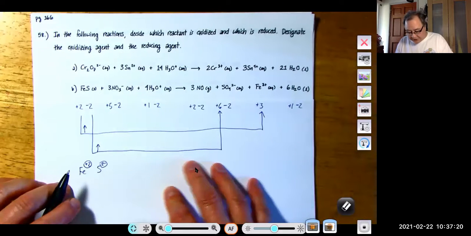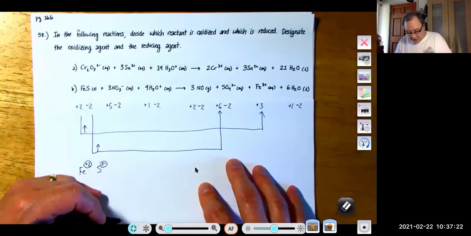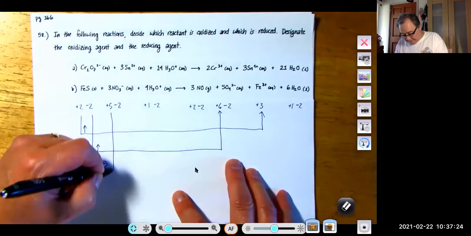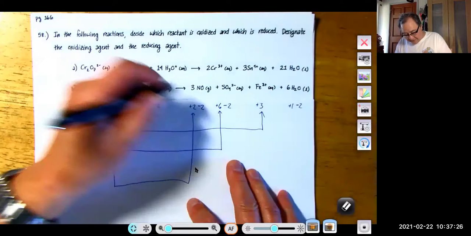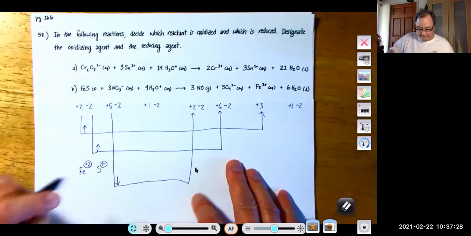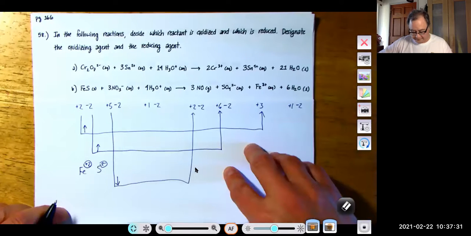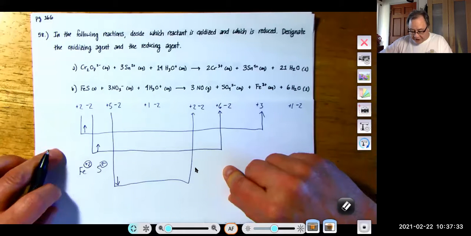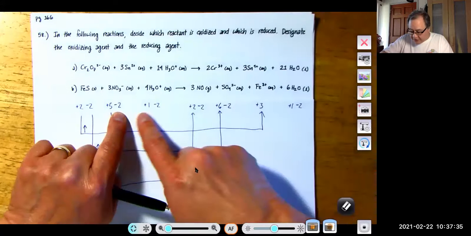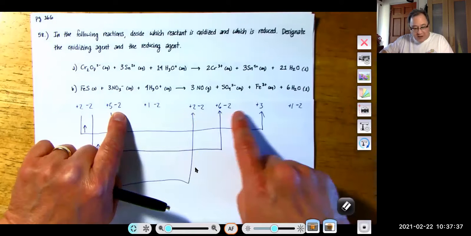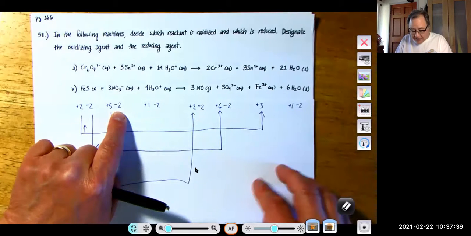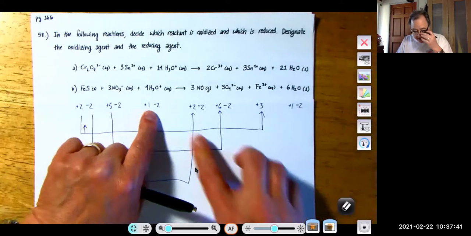How about nitrogen? Does it change? Yep. It goes down. How about oxygen? Does it change? Well, -2, -2, -2, -2. Oxygen doesn't change. How about hydrogen? +1. It doesn't change.